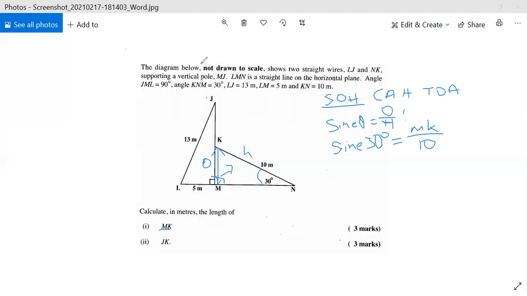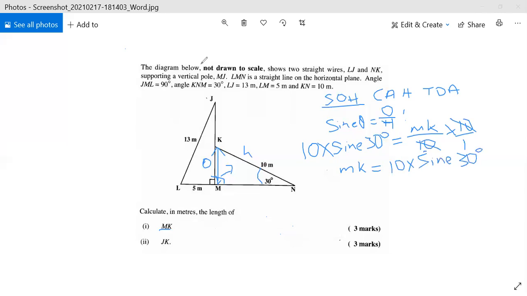Since we're dividing MK by 10 here, in order to get rid of this 10 and to get what MK is, we're going to multiply by 10. When we multiply by 10, we can cancel this 10 and this 10, and we get just the value of MK. But what we do to one side, we have to do to the other side. So MK is equal to 10 times sine 30.